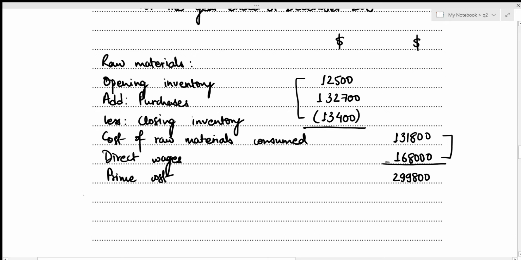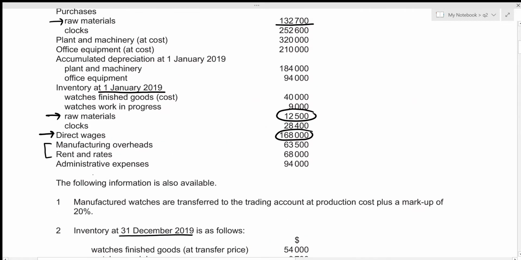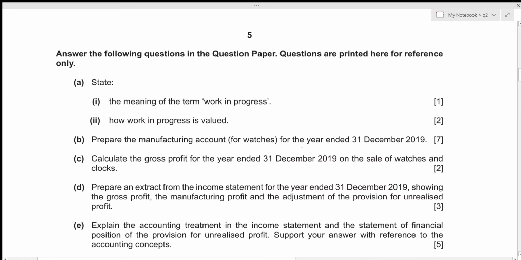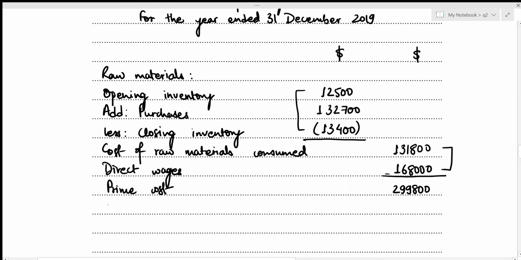Now the next step would be to add all of our indirect factory costs. So let's have a look at the above information. Like I said before, the manufacturing overhead is actually the indirect factory expenses, right? So the amount of 63,500 should be included to our prime cost now. Let's do that. So that's manufacturing overheads.